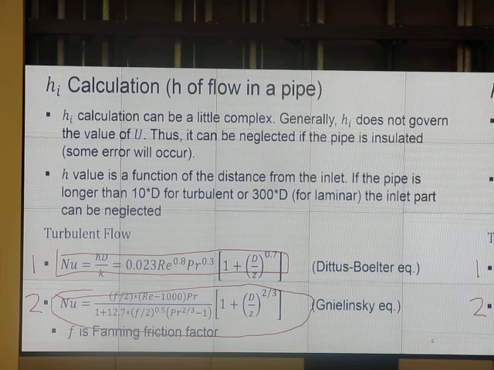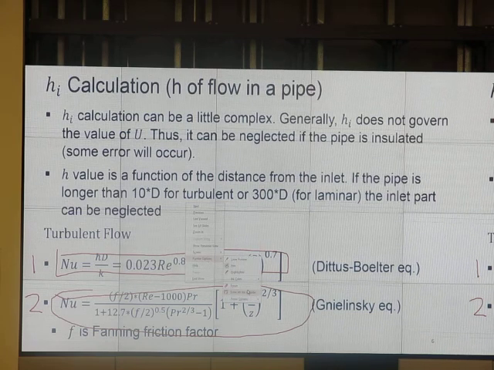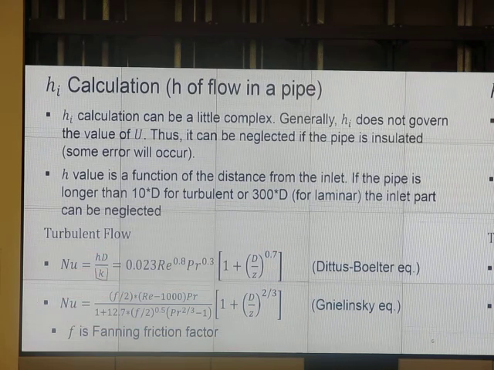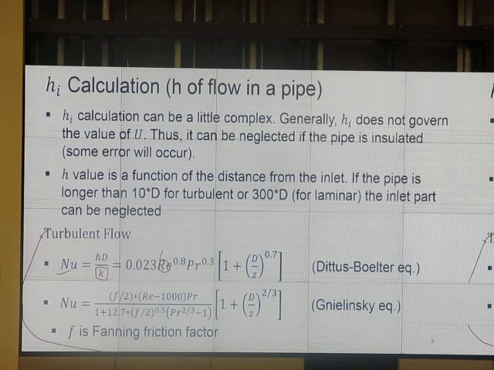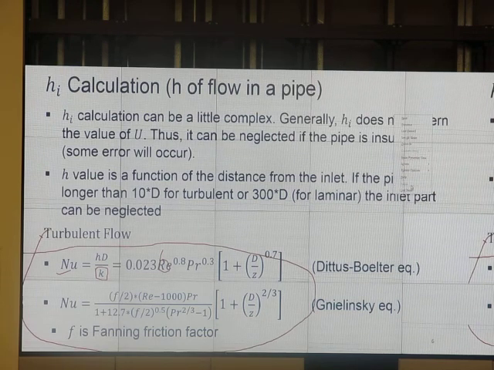After you get the Nusselt number, one thing to emphasize is K is the thermal conductivity of the fluid, not the pipe. That K is not the value of the pipe. Nusselt number is a flow property, not a fluid property. You have to have flow to have Reynolds number, right? So that is a flow property. And this kind of formula is only for turbulent flow. For laminar flow, it's different.